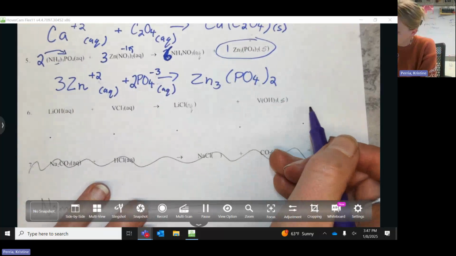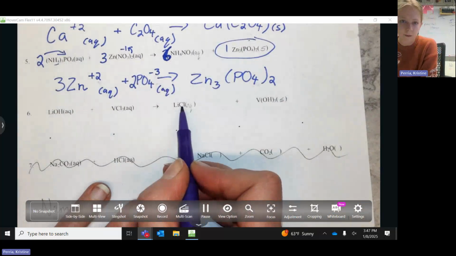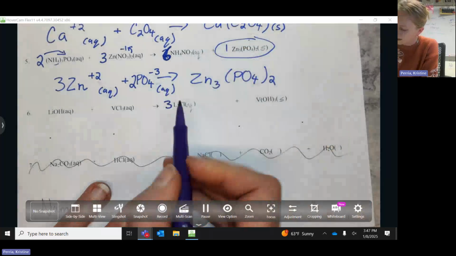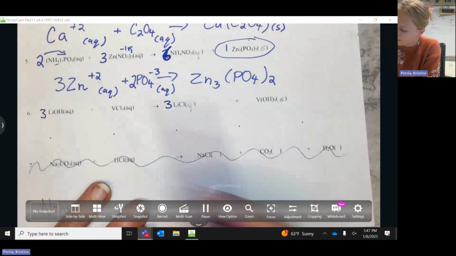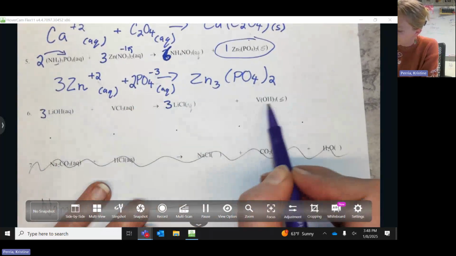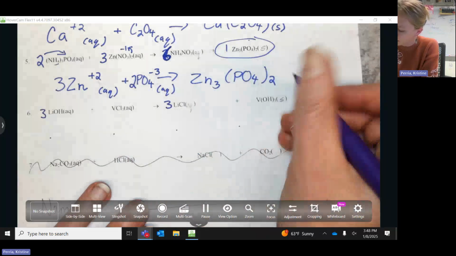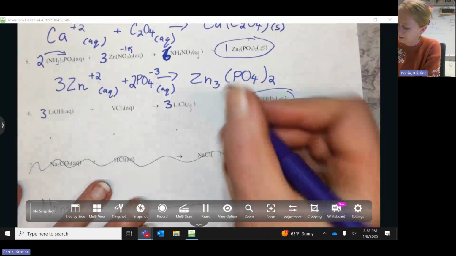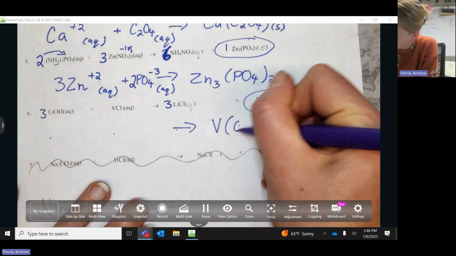Here let's see if it's balanced. So we have 3 chlorines, only 1 chlorine here. So I'm going to put a 3 in front. Now I have 3 lithiums, only 1 lithium. And then I have 3 OHs, 1 V, 1 V. So we're good to go. I only really care about this solid right here. So that's going to be my product.